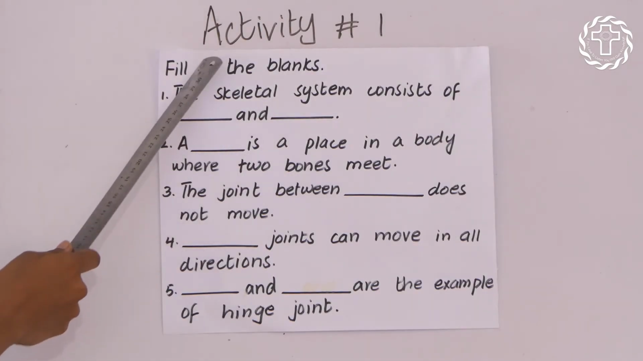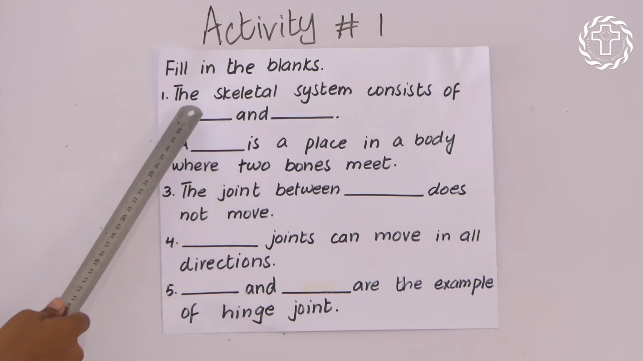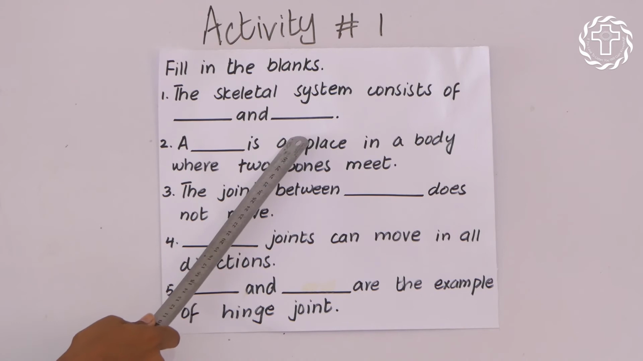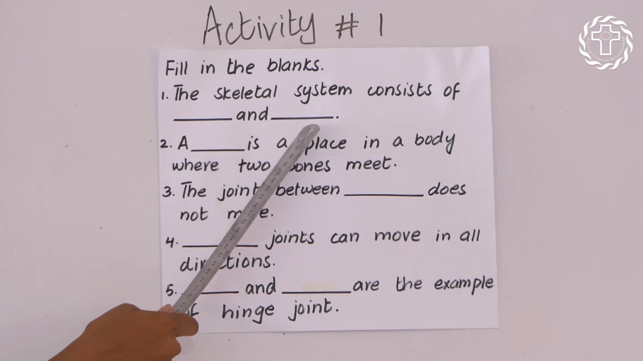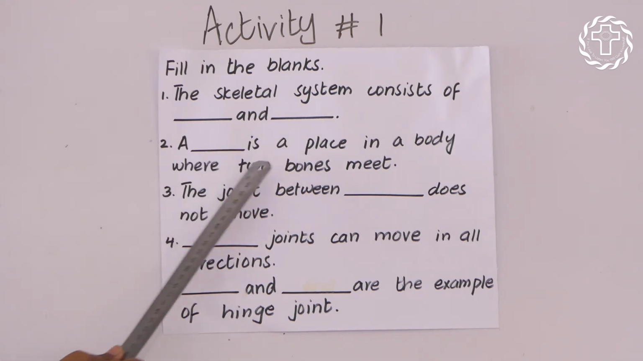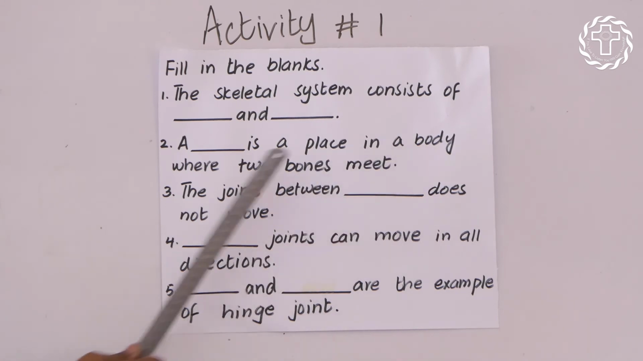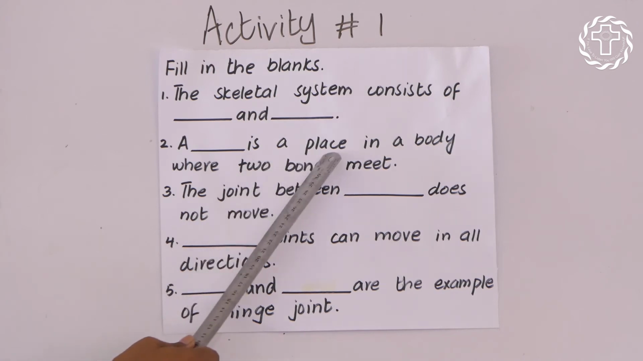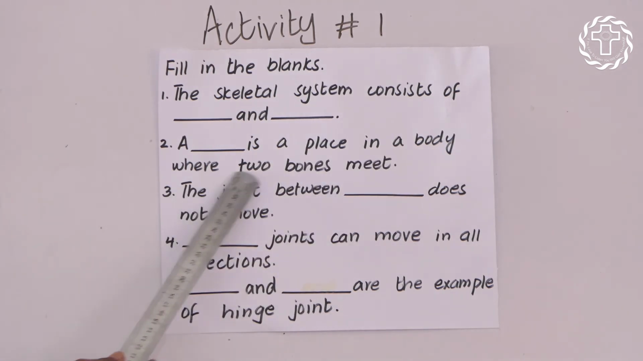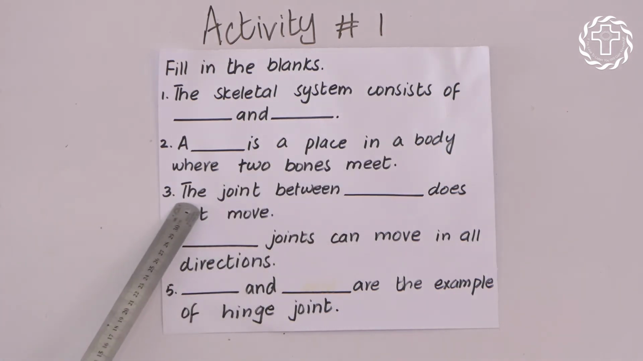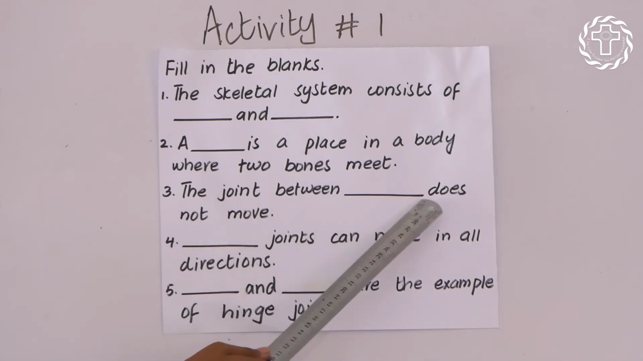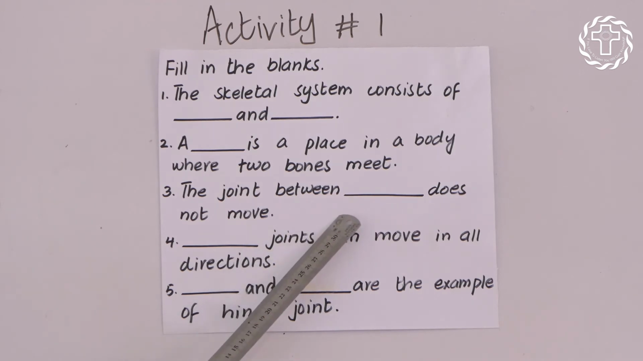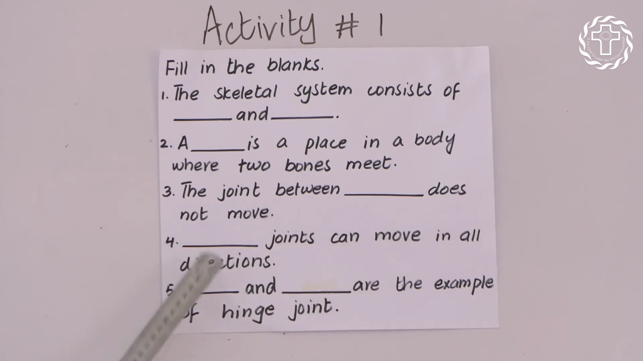This is your first activity. Fill in the blanks. The skeletal system consists of dash and dash, bones and joints. A dash is a place in a body where two bones meet. A joint is a place in a body where two bones meet. The joint between dash does not move. The joints between the plates of skull does not move.